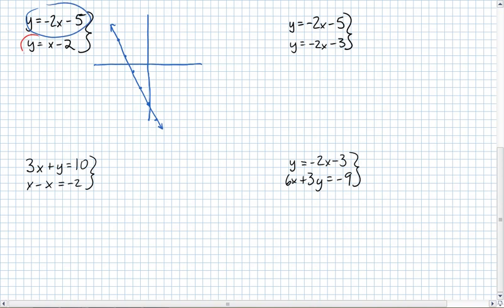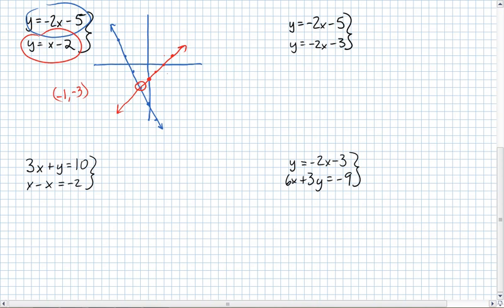Now let's go ahead and do the second equation. So I'm going to go to -2, and then I'm going to go up 1 over 1, up 1 over 1, up 1 over 1. Okay, and then we've got the line for that one. And you'll note that they cross right here at -1, -3. So that means that -1, -3 is the solution. Now we could check that by plugging in for x and y in both of these equations. If we did that, then it should work out for both equations.